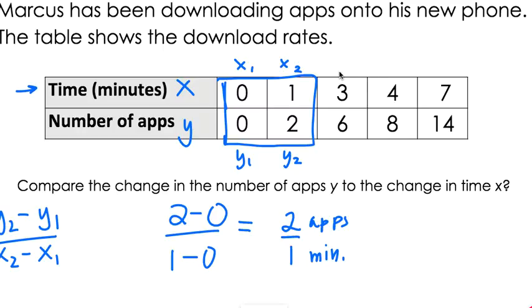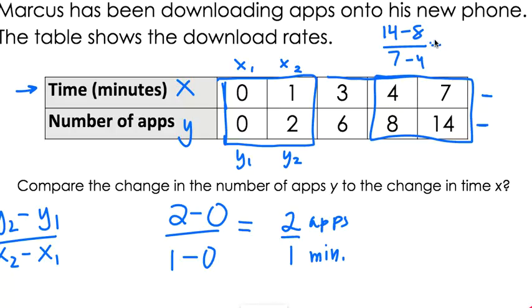But let's do this. Let's look at another 2 points. Okay, let's look at these two. So if you're still not convinced, you're like, well, the pattern's different. It isn't going up by ones. Let's do the change in y over change in x with these. So I take my y's first, 14 minus 8, and then take my x's, 7 minus 4. Again, you're just watching. 14 minus 8 is 6. 7 minus 4 is 3. 6 apps in 3 minutes. If I simplify, I get 2 over 1, which is the same. So that's a way that you can check without finding a pattern.